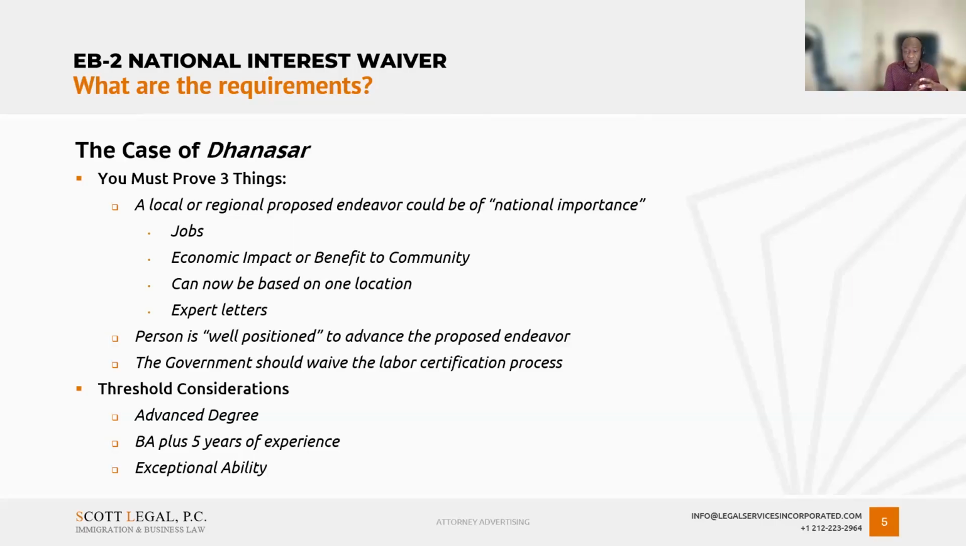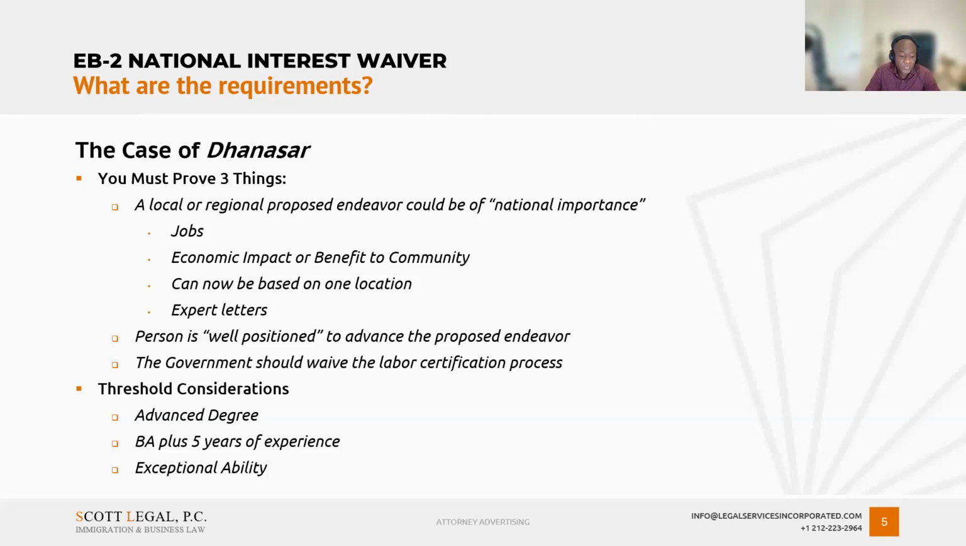Often substantial merit is easy. For teachers, the government has acknowledged that the job itself has substantial merit. But the harder one, and it's not an or test, it's an and test, is national importance. That's the one where the bar is set quite high. We sometimes move people from E2 to national interest waiver, where we say that the economic benefit associated with the particular endeavor, like job creation or other economic benefit, is what pushes them past that bar.